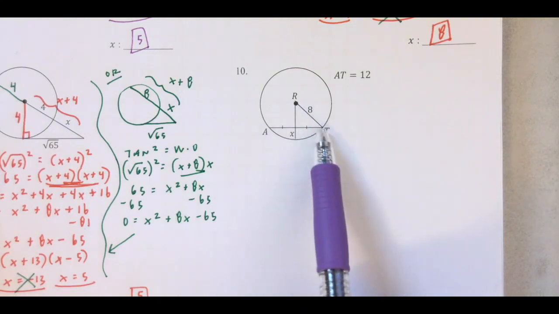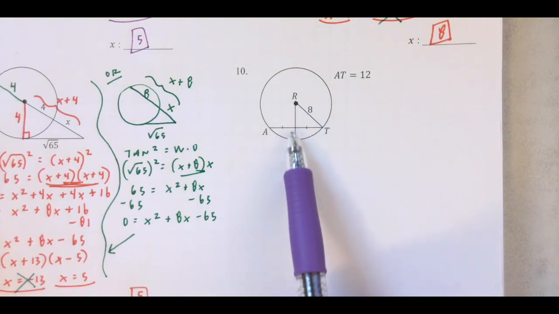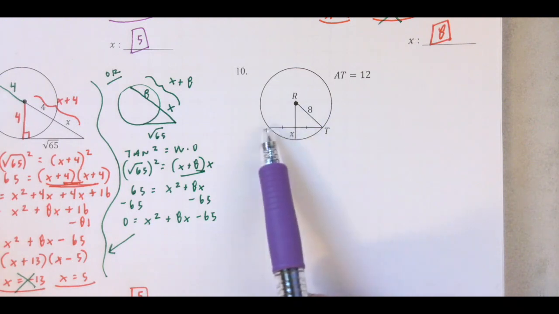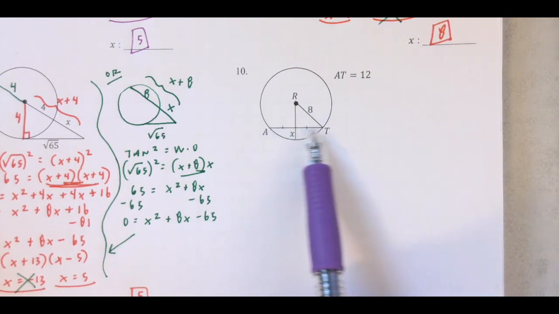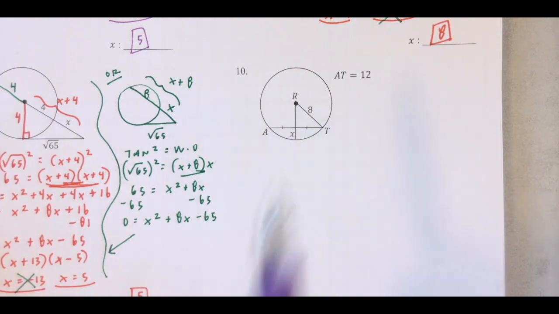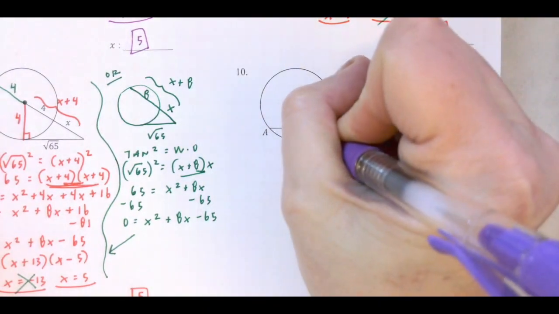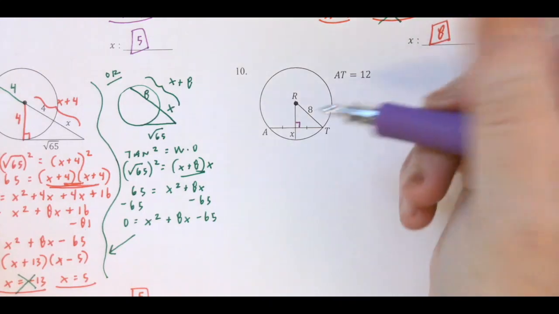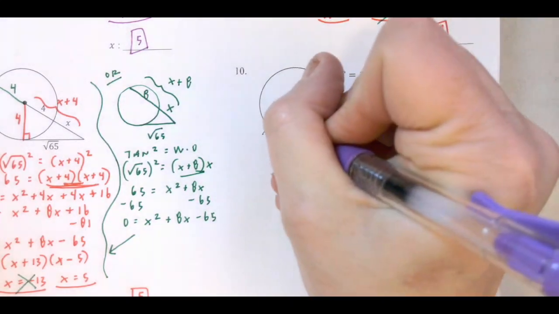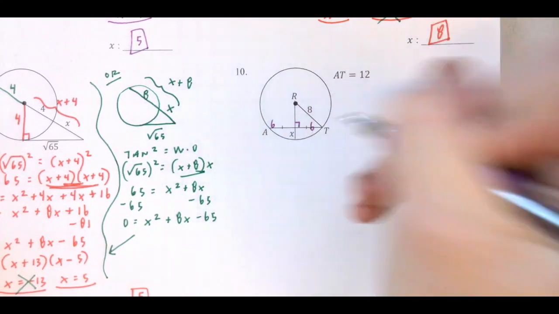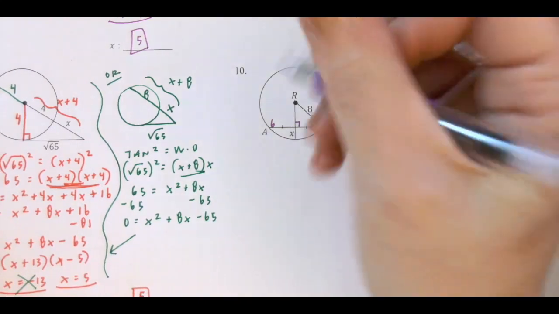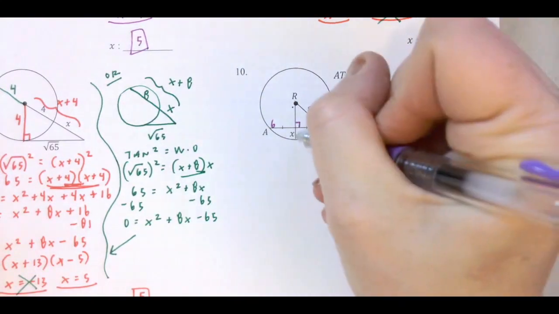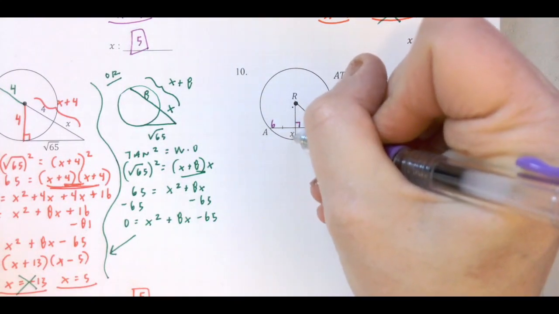I'm telling you that this is a radius. I'm marking this part as x. I know that this chord right here, since it's being bisected, must run perpendicular to that radius. So I can put in a right angle here. I know that AT is 12, so I must have a 6 here and a 6 here. And I'm trying to solve for this little sliver right here. I want that part, that is x.